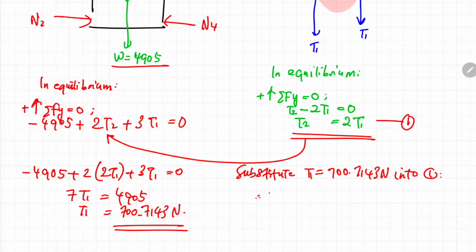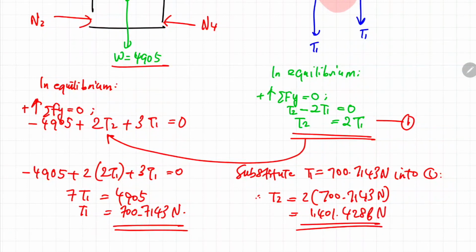Okay. So quite conveniently, you can substitute the magnitude of T1 of 700 Newton into equation 1. So, you will get the magnitude of T2 is equivalent to 2 multiplied with T1 of 700.7143 Newton. And you will get the magnitude of T2 to be 1401.4286 Newton. Or you can also convert this into an equivalent kilonewton value, whereby you get 1.4 kilonewton, something like that. Okay, so it's done.